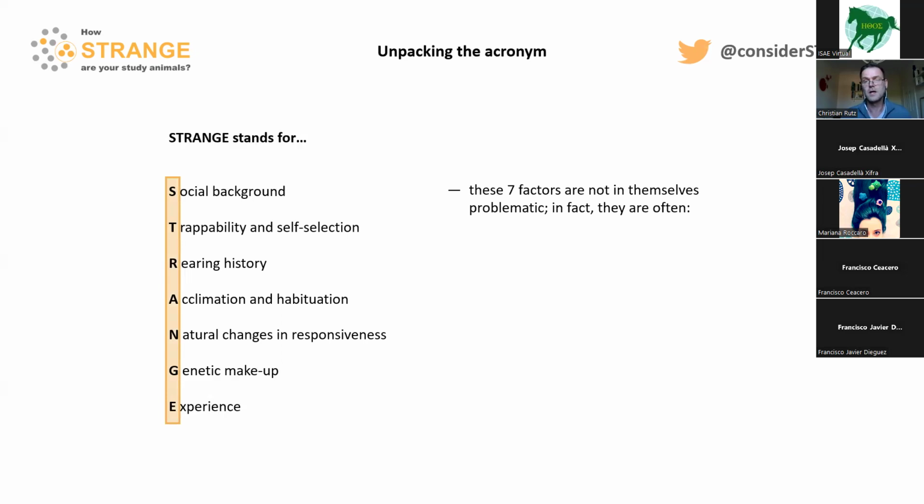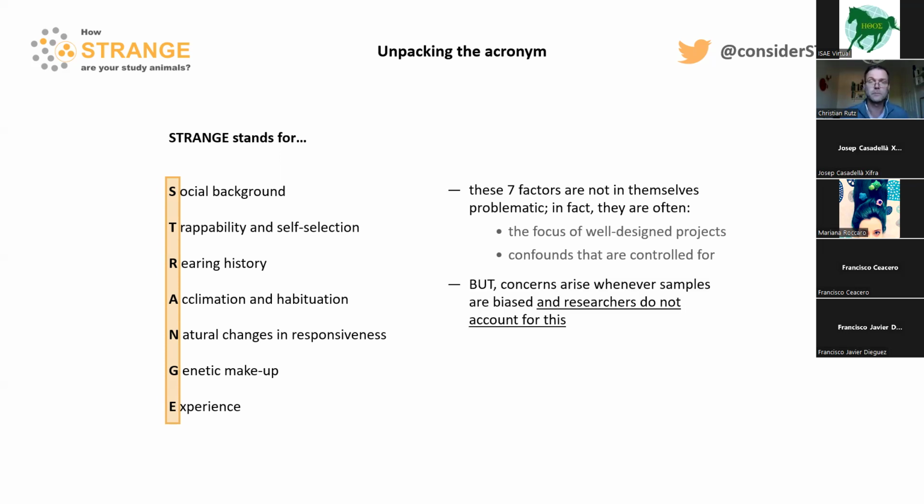So this is STRANGE. It's important to note that these seven factors are not in themselves problematic. In fact, they are very often the focus of very well-designed research projects, or they are confounds that are specifically controlled for. For example, in the statistical analyses, we may control for the effect of sex, and then there is no case to answer. But concerns arise whenever test samples are biased and researchers do not account for this bias.